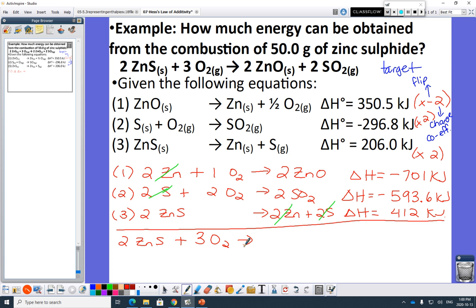It doesn't really matter which one you write first, but if you want to keep it exactly the same as the target, let's write the zinc oxide first. And the sulfur dioxide. And then just don't forget to add these together, keeping these two negative, like negative 701 plus negative 593.6 plus 412 is negative 882.6 kilojoules. Don't forget units. There should be units given to you, so just include those.